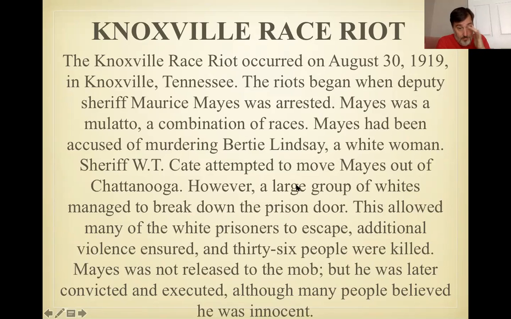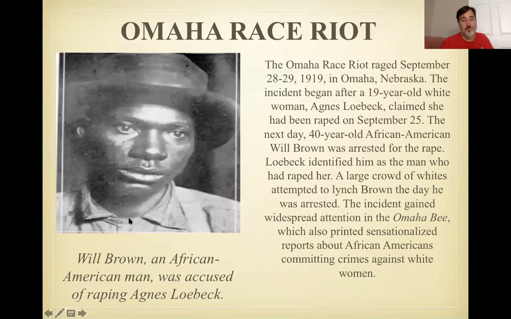A mob shows up. They move him out of the area. A mob shows up, and a lot of white prisoners escaped, by the way. 36 people wound up being killed in this melee. He was not released to the mob, but he was convicted and executed. But to this day, a lot of people believe he was actually innocent. There was circumstantial evidence against him, but other than that, there was no actual solid evidence. That's the Knoxville race riot.